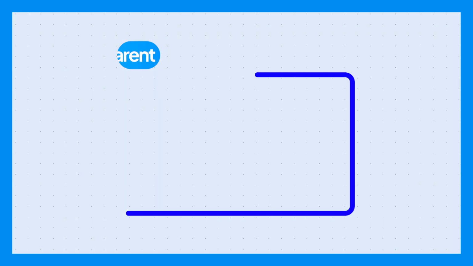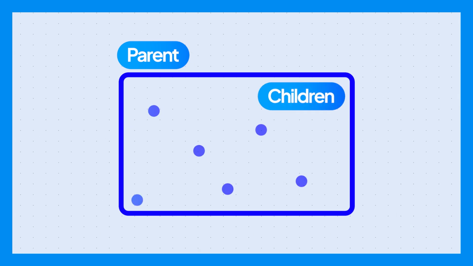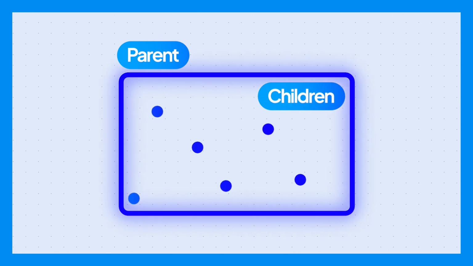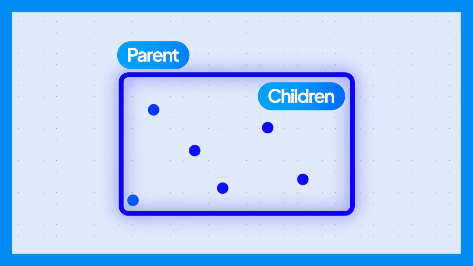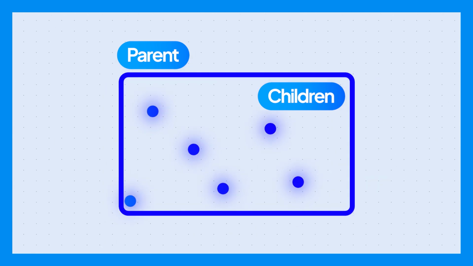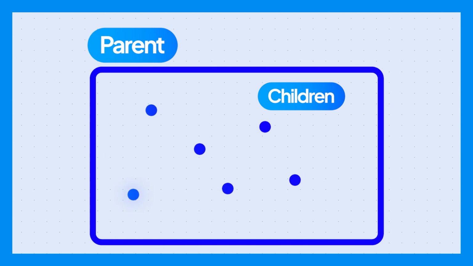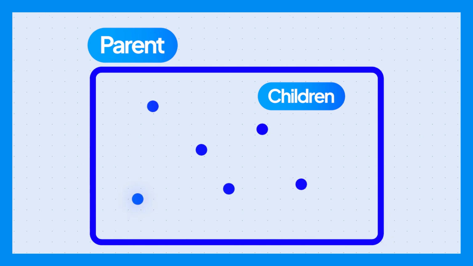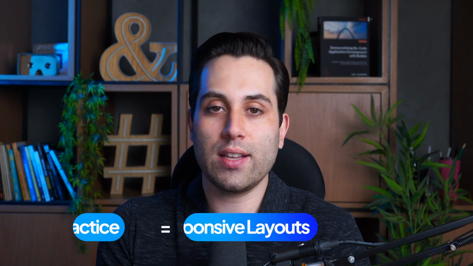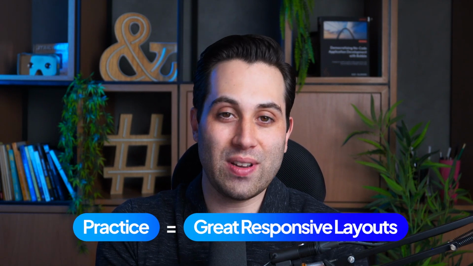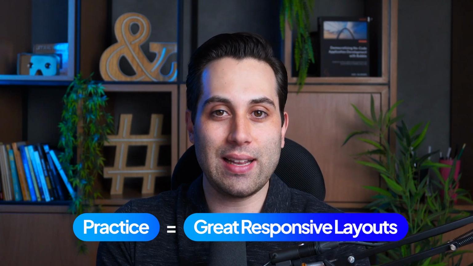So it's important to really understand this relationship between parent and between the children, okay? Because if the parent is not allowing itself to grow, then the children will not grow as well. But if the parent is growing, but the child is not, then you have to look into the child settings and change that. So once you understand the hang of it and you understand this relationship, things will start to work and you will be able to build amazing responsive design layouts, okay?